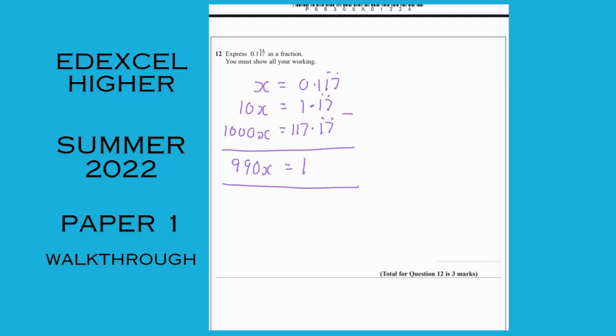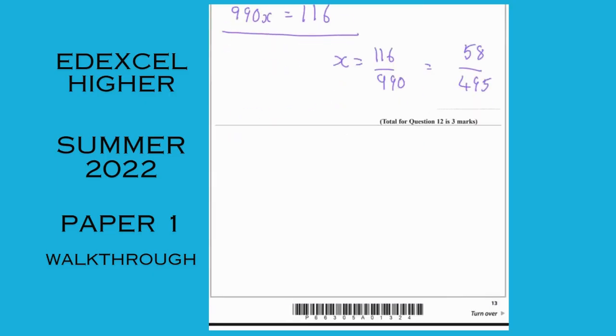117 point splodge, take away the 1 point splodge, 116. So divide both sides by 990. It does not say cancel down or show it in a particular form. It does cancel down if you halve the top and halve the bottom. But either of those two answers are perfectly acceptable.